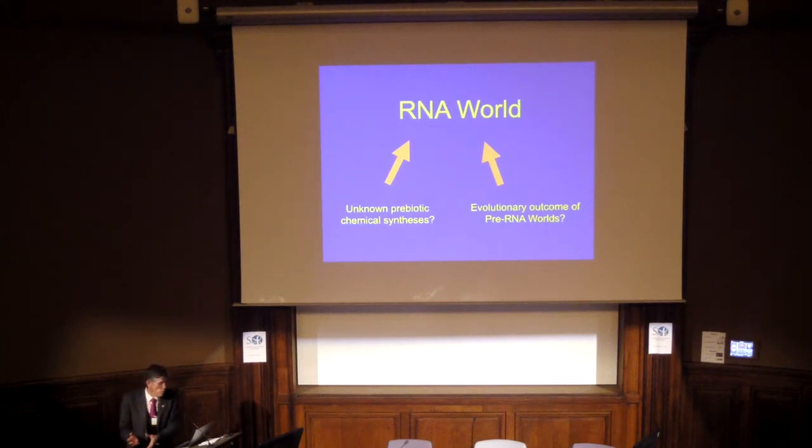Was the RNA world formed by unknown prebiotic chemical synthesis, as is the argument by John Sutherland in England, a very apt organic chemist that has been able to synthesize many of the components of RNA quite easily, or is it the evolutionary outcome of what people call pre-RNA worlds, like peptide nucleic acids and so on? So this is a very open question.